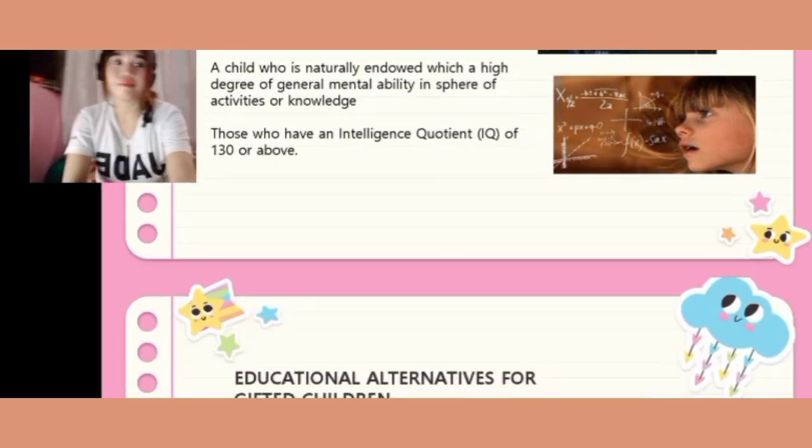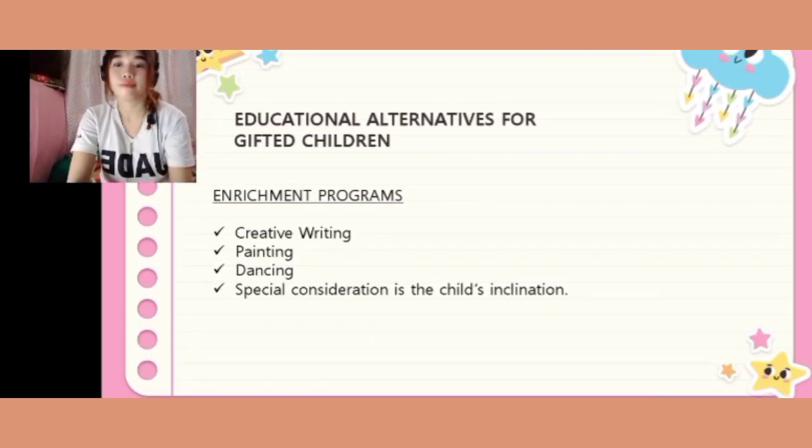So next we have educational alternatives for gifted children. The enrichment program for gifted children must be good in creative writing. Of course, children good in creative writing can, for example, create sentences easily on their own without the help of their parents, their sister, or their teacher because they have that kind of intelligence.